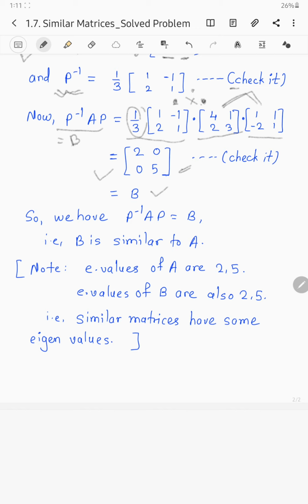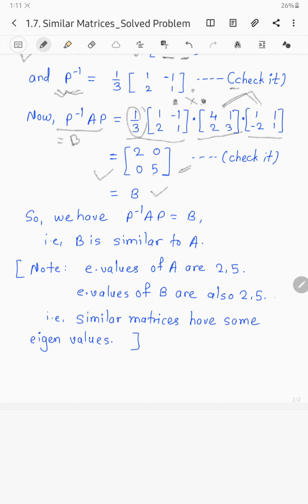Here you can also note that A and B both have the same eigenvalues. As we found, the eigenvalues of A are 2 and 5. B is a diagonal matrix, and for a diagonal matrix, the eigenvalues are nothing but its diagonal elements. So the eigenvalues of B are also 2 and 5. That is, similar matrices have the same eigenvalues.